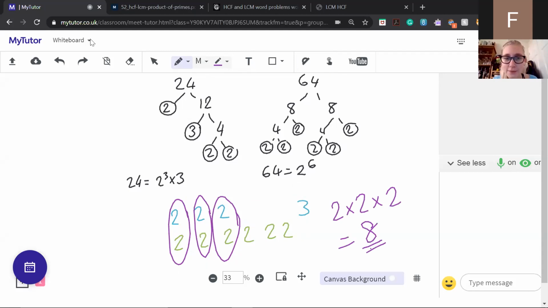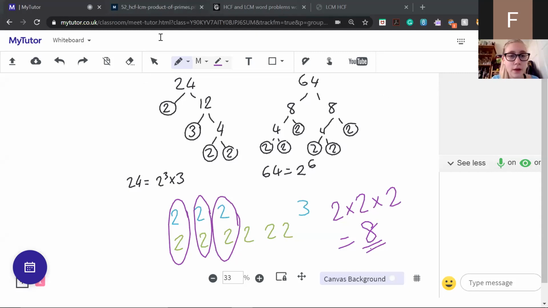Hopefully that makes some sort of sense. Don't worry if it doesn't. I'm going to do a lot of examples. I won't move on to lowest common multiple until we've got this down, and then I'll do some mixed questions. So please let me know if that makes sense or if it doesn't make sense.